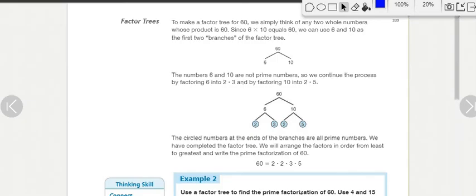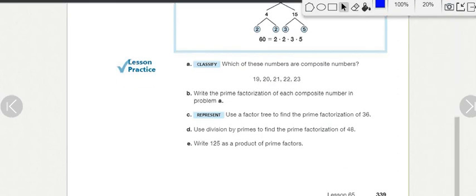Got it? Here's some more examples of factor trees and branches to get to our prime numbers. Letter A, which ones are composite? Meaning which ones have more than 2 factors? Does 19 have more than 2 factors? Can you think of anything besides 1 and 19? I can't. I can test if 19 is divisible by 3 or 9 by adding the 2 digits, 1 and 9. That's 10. Is 10 divisible by 3? Or is 10 divisible by 9? Not evenly. So that's prime, not composite.